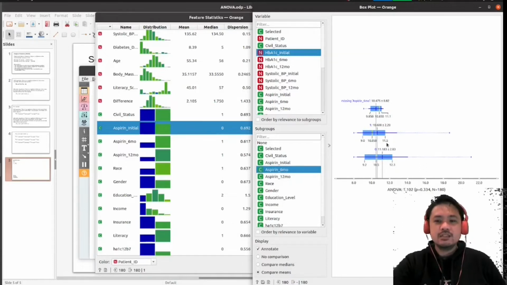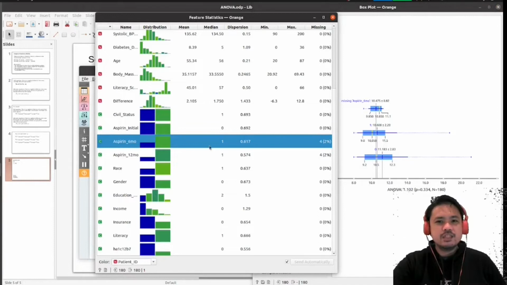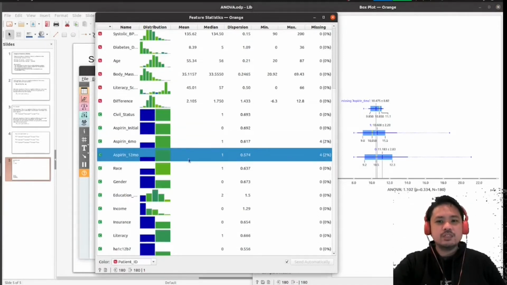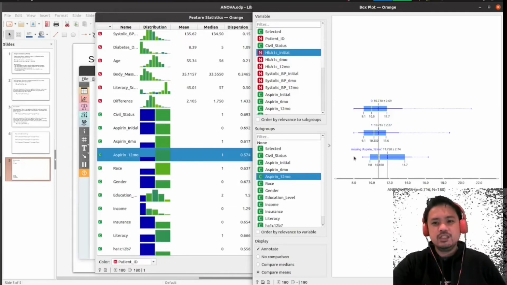At 6 months, there is already 3 groups. It was interpreted by our software as real 3 separate groups and performed the analysis of variance. Looking at the feature statistics, the aspirin status at 6 months has 2% missing values. Same with the aspirin status at 12 months. It has missing data points. What Orange 3 has done is that it has separated them to 3 different groups.